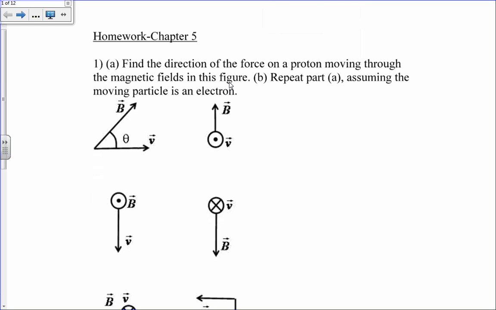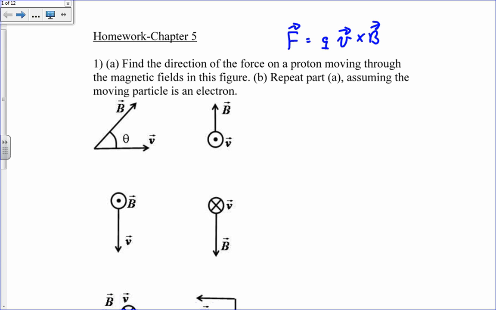Alright, this is homework, chapter 5, physics 202. First of this, just find the direction of the force on a proton moving through the magnetic fields in this figure, and then repeat, assuming the particle is an electron. Remember, our force is given by the cross product, qV cross B.